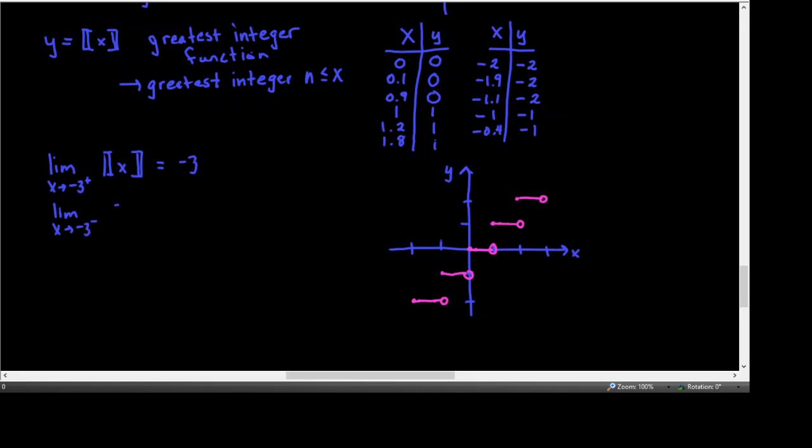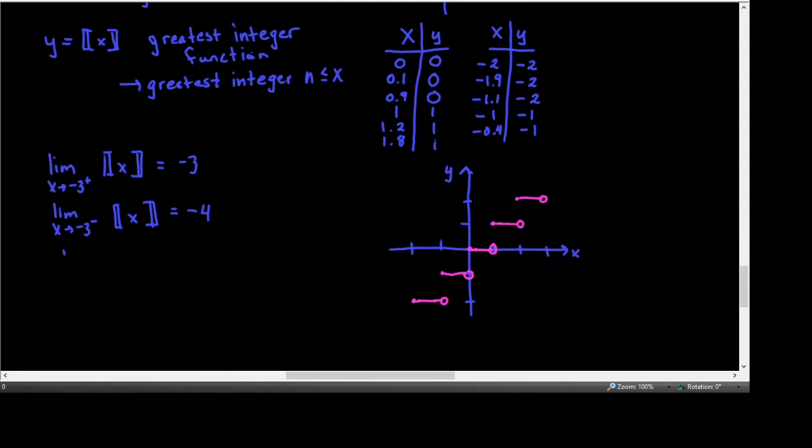Okay? Then let's look at the limit as x approaches negative 3 from the left. So again, think of examples to get your thinking straight. Something to the left of negative 3 would be something like negative 3.5. The greatest integer value for negative 3.5 is negative 4. Negative 3.1, negative 4. Negative 3.01, negative 4. So this is negative 4.